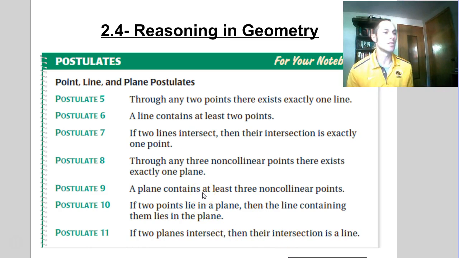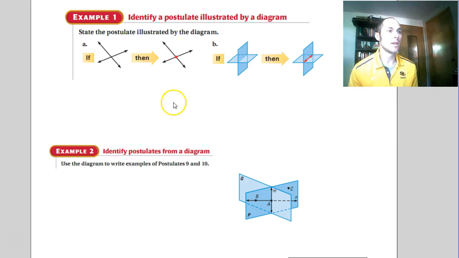So lines intersect in a point. Planes intersect in a line. Here are some diagrams that illustrate those postulates. First postulate that we looked at: if 2 lines intersect, then they intersect at 1 point. If 2 planes intersect, notice these planes are crossing, they intersect at a line. You can kind of visualize that with 2 walls. And where 2 walls meet, there's a line.